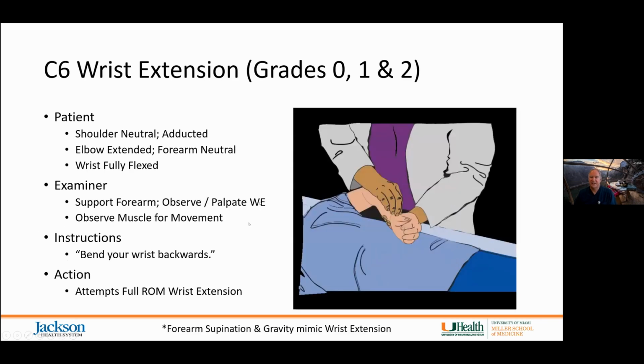Wrist extension. Again, we're going to go through this process of eliminating gravity. And so with the elbow extended, the forearm neutral, the wrist fully flexed initially, we're going to ask them to bend their wrist backwards. Again, this is gravity eliminated. If there's no palpable movement, we score them a 0. If they can get it partway through the range of motion, but not fully, we score them a 1. And if they can get it through the full range of motion with gravity eliminated, we score them a 2.